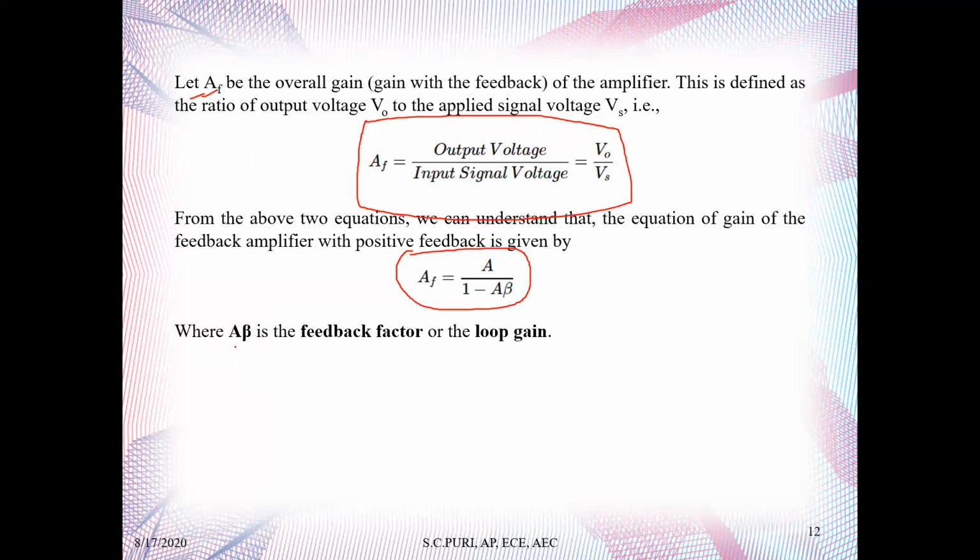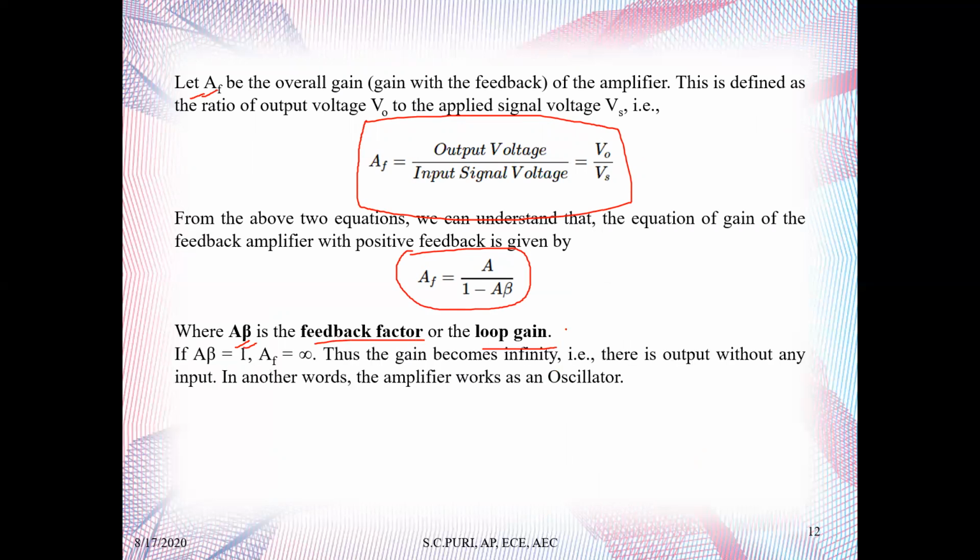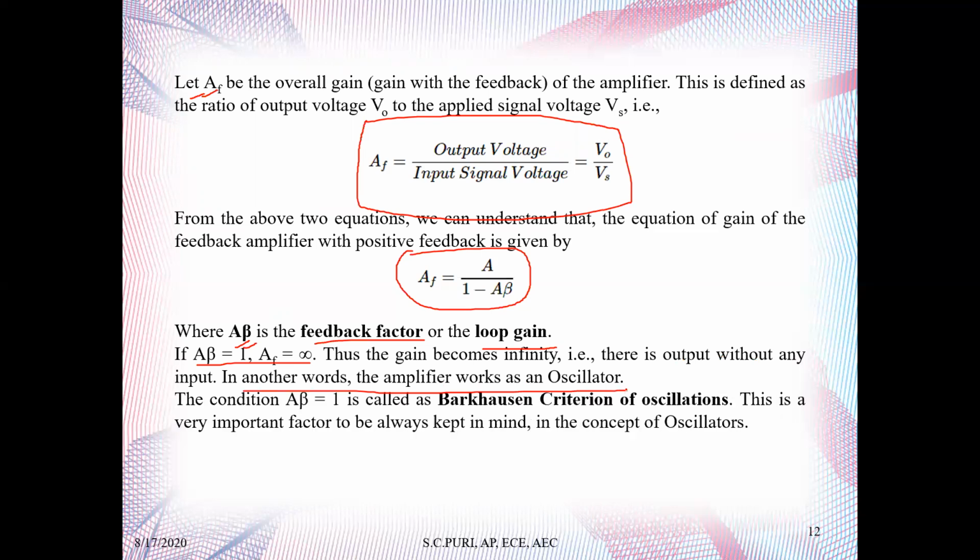Where A beta is the feedback factor of the loop gain. If A beta is equal to 1, then the feedback gain AF is equal to infinite. Thus the gain becomes infinity, that is, there is output without any input. In other words, the amplifier works as an oscillator here. The condition A beta is equal to 1 is called Barkhausen criterion of oscillation. This is a very important factor to be always kept in mind in the concept of oscillators.